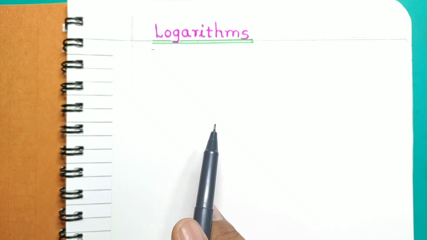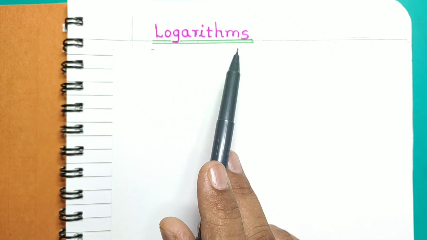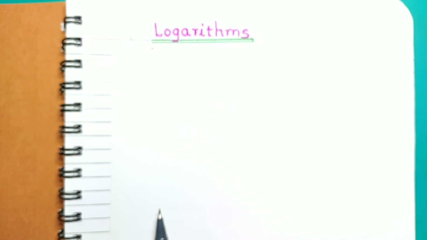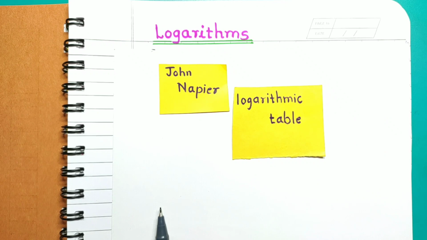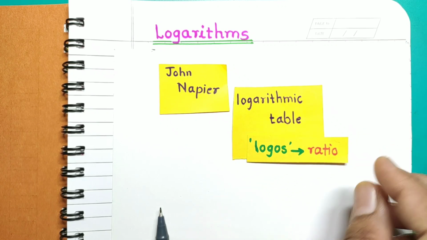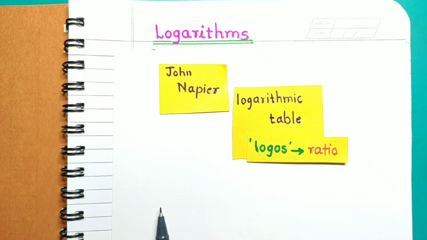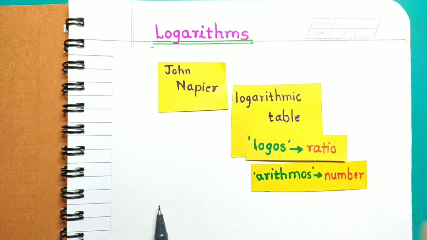Hi students, in this session we are going to discuss the concept of logarithms. The knowledge of powers of numbers was systematized in 1614 by the Scottish mathematician John Napier, and he prepared a table called logarithmic table to help simplify the complex calculations involved in mathematics. The word logarithm was formed from two Greek words. Logos means ratio and arithmos means number.